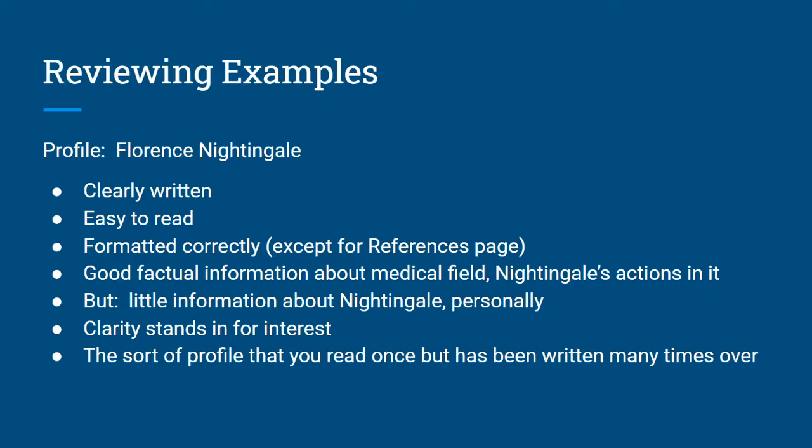Now, to mention some of the posted examples, what I'd like to do here is just set your expectations for what to find and for what aspect of these examples will be useful to look at versus those that might not be. I begin with the profile of Florence Nightingale. It's clearly written, it's easy to read, and it's formatted correctly, save for the references page, so don't look at that quite so closely. It's got good factual information about the medical field and Nightingale's actions in it, but little information about her personally, and so we're losing out on that important appeal of the paper.